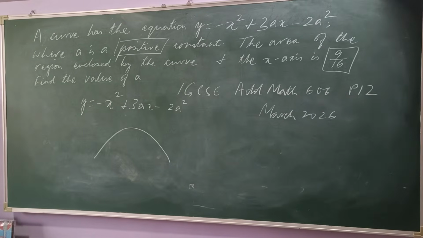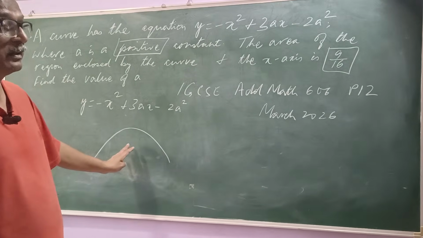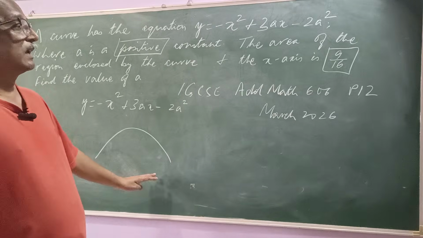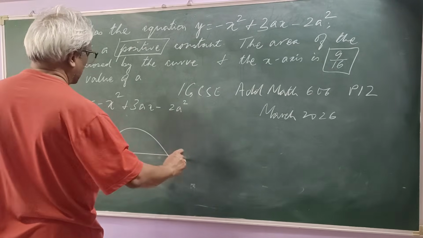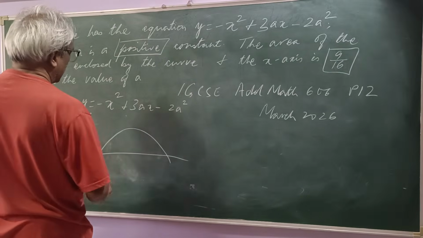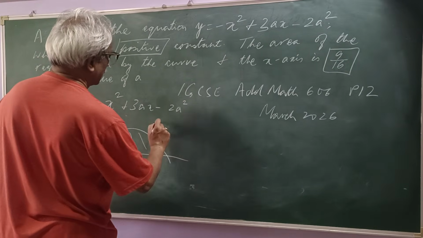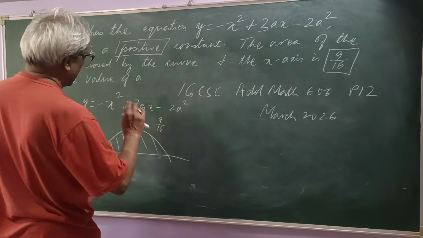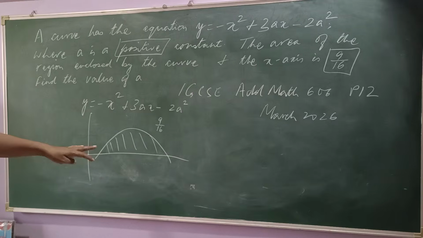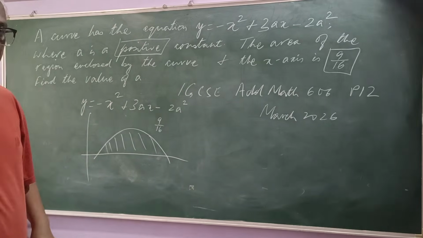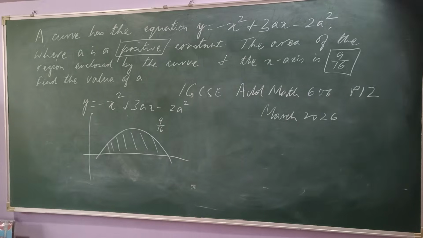Now, we are told that the area enclosed by the curve and the x-axis is 9 over 16. This is my x-axis. This area is 9 over 16. Correct? Now, we have to find the value of A. So, what will be the strategy?